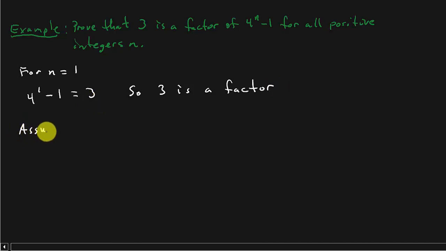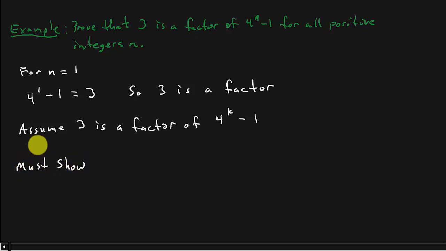Now we're going to assume 3 is a factor of 4 to the k minus 1. I wrote the 1 in the exponent and it wasn't supposed to be there. And so now we must show, and keep in mind we're assuming this is true, now we must show 3 is a factor of 4 to the k plus 1 minus 1.